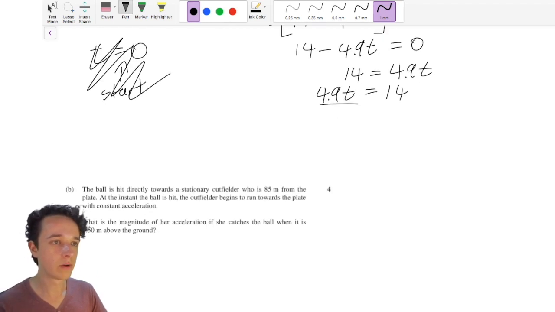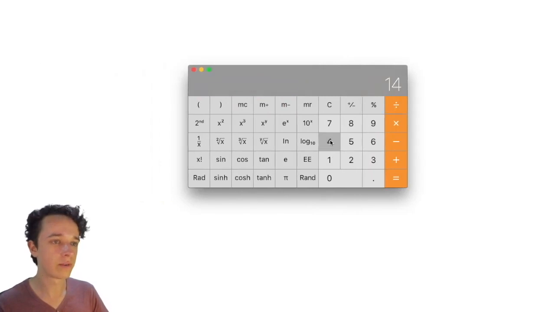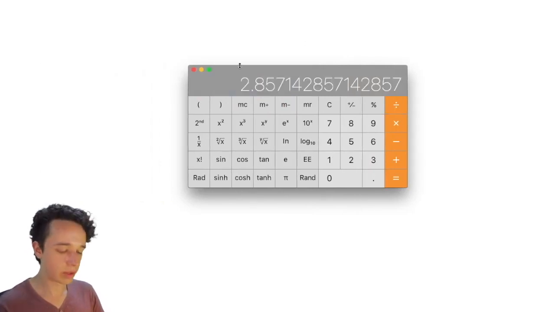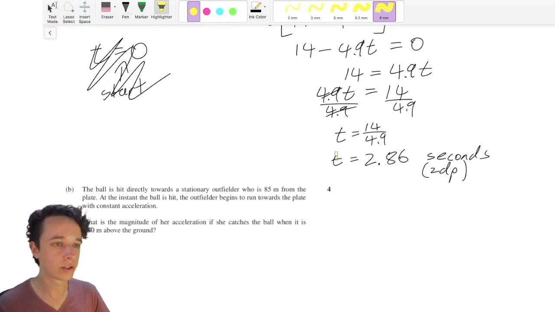We can then divide both sides by 4.9 such that these two 4.9s cancel each other out, and we're left with T equals 14 over 4.9. And if you put that into a calculator, 14 divided by 4.9, we are left with 2.86 if we write it to 2 decimal places, right? So T equals 2.86 seconds when written to 2 decimal places. And that's the answer to the question.